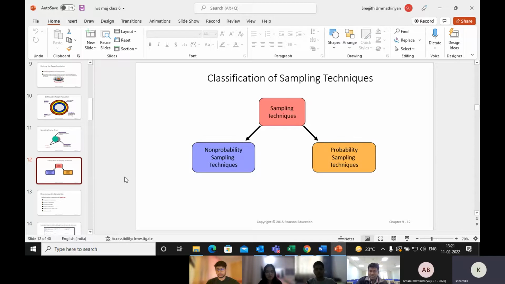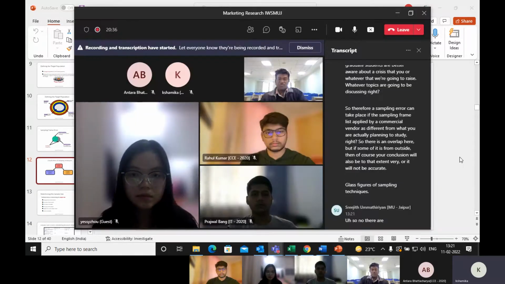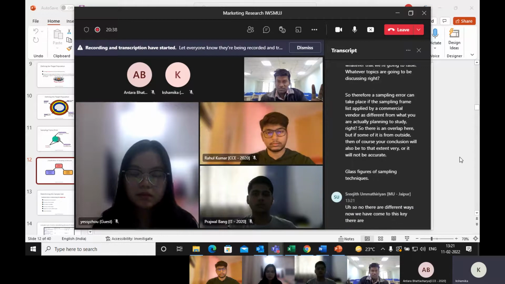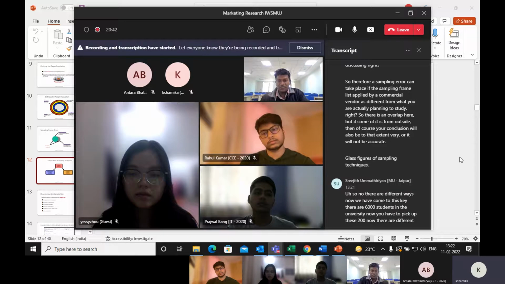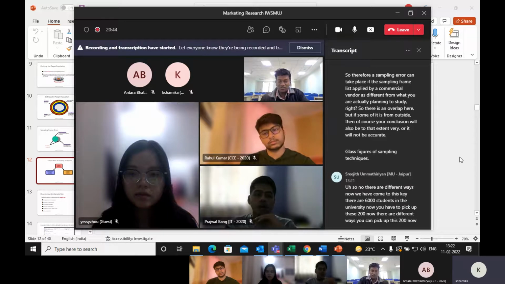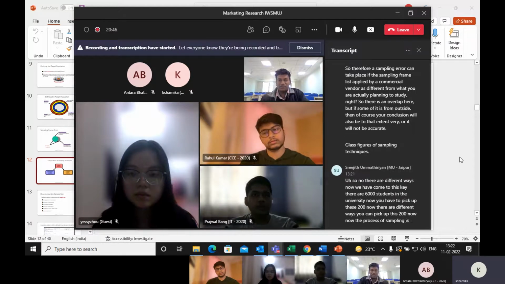Classification of sampling techniques. So now there are different ways. Now we have come to this. There are 6,000 students in the university. Now you have to pick up this 200. Now there are different ways you can pick up this 200. Now the process of sampling is how do you identify this 200, right?